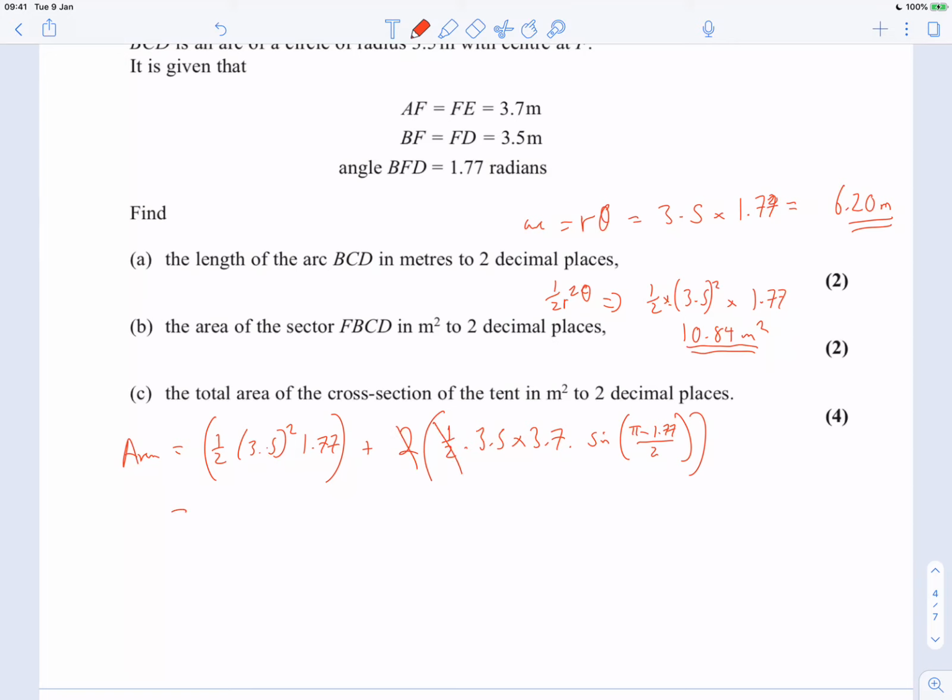And now I can just plug this into my calculator and get the results to 2 decimal places. So 0.5, well, it's just going to be the answer on my calculator, plus brackets, 3.5 times 3.7 times sine of fraction, shift pi minus 1.77 all over 2, close brackets, done. And apparently, to 2 decimal places, I got this as 19.04 meters squared.